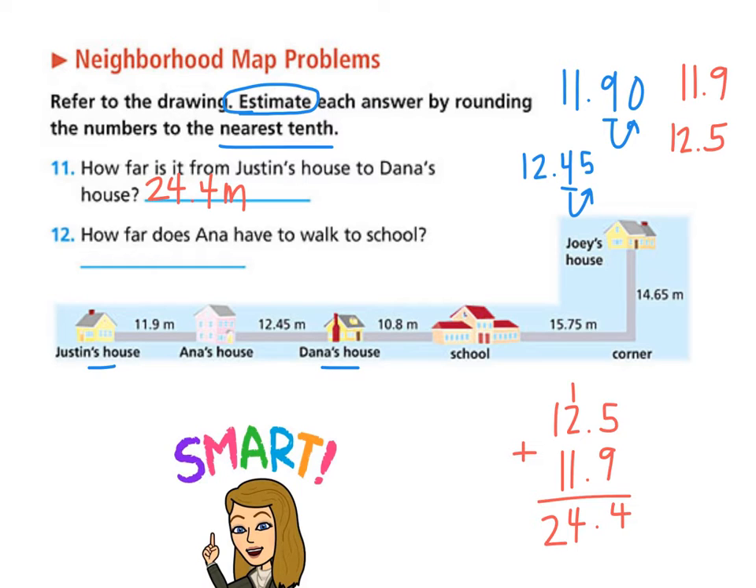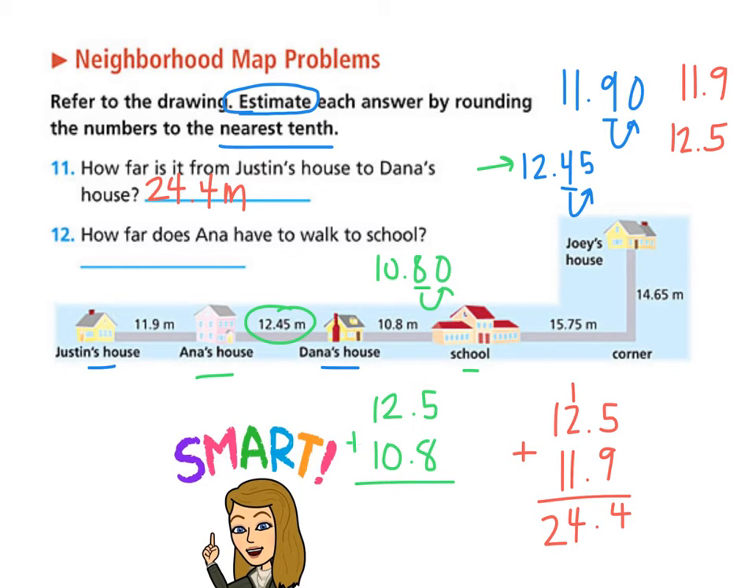The next one asks, how far does Anna have to walk to school? Okay, so we have Anna's house here and school here, which means I'll need to add this distance, which I've already rounded, which is nice, plus this distance here to figure out how far she has to walk to school. So remember, I've already rounded 12 45/100 here, and that rounds up to 12 5/10. The next number I need to work with is 10 8/10. Well, the 8 is in the tenths place, and there's nothing next door, so it's like it's a 0. So that's going to stay the same as 10 8/10.